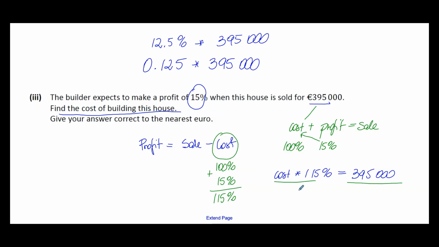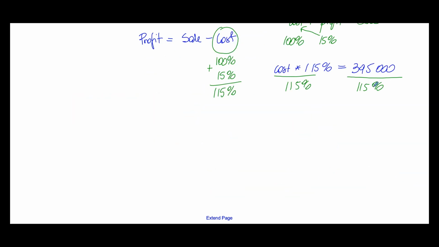Not cost multiplied by a percentage. What do we do? We divide both sides by that 115%. And again, we either divide by, we put the percentage sign in our calculator, or we change the percentage to a decimal, in this case 1.15. So that will be the calculation, and the cost to the nearest euro, we should get 343,478 euros. So that is the cost.